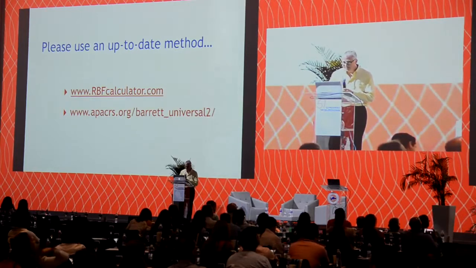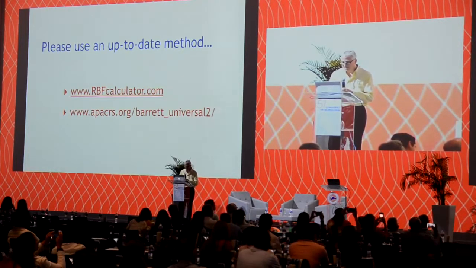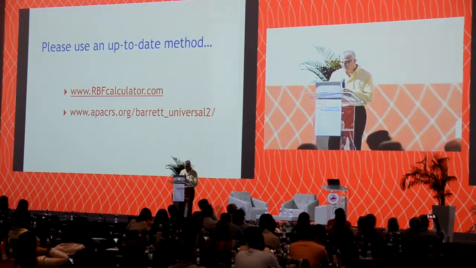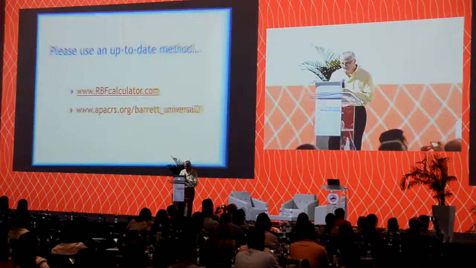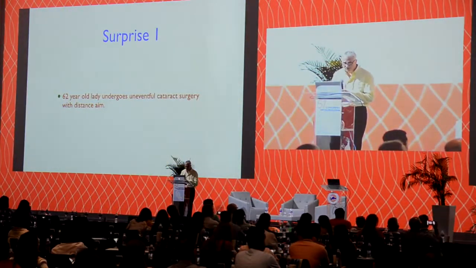These are all free to access. You can get it on www.rbfcalculator.com, and the Barrett Universal 2 is also available free on the internet. So let's jump into our surprises.